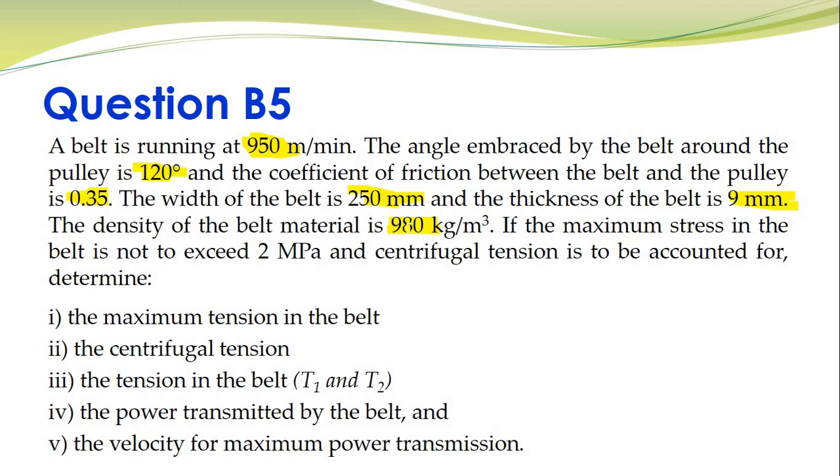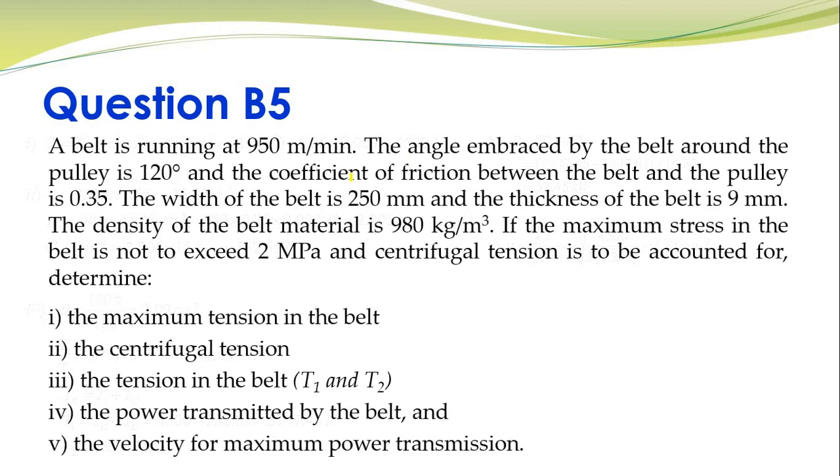It says that if the maximum stress in the belt is not to exceed 2 megapascal, so that's your stress sigma, and the centrifugal tension, so this is a qualitative information that you need to keep in mind, that we are taking into account the effect of centrifugal tension in our calculation. So you are to determine the maximum tension in the belt, the centrifugal tension, the tension in the belt, that is T1 and T2, the power that can be transmitted by this belt drive system, and finally the velocity for maximum power transmission.